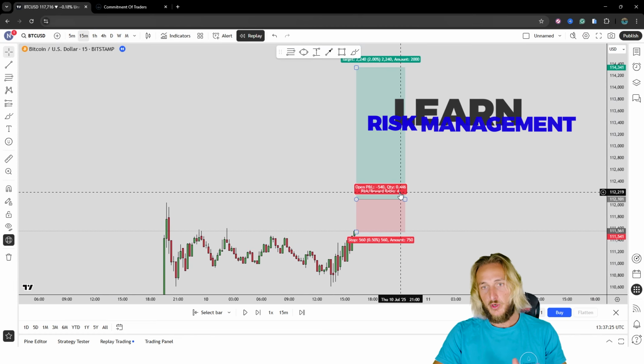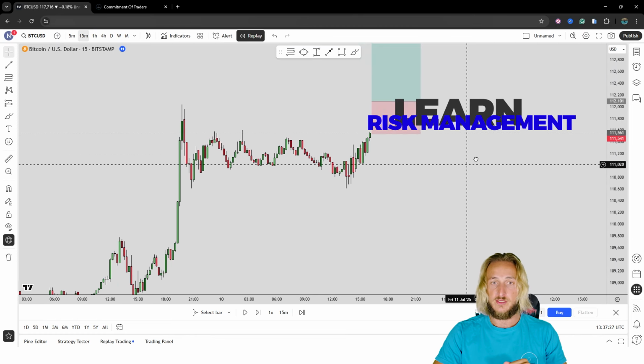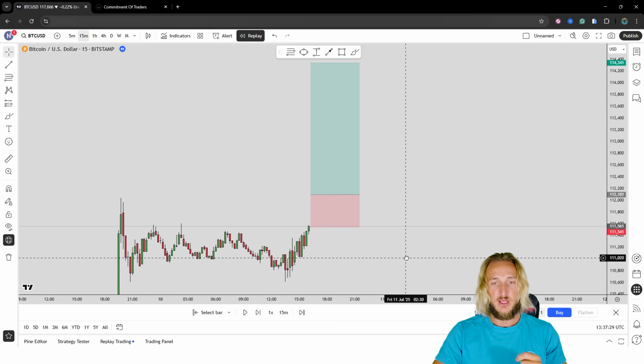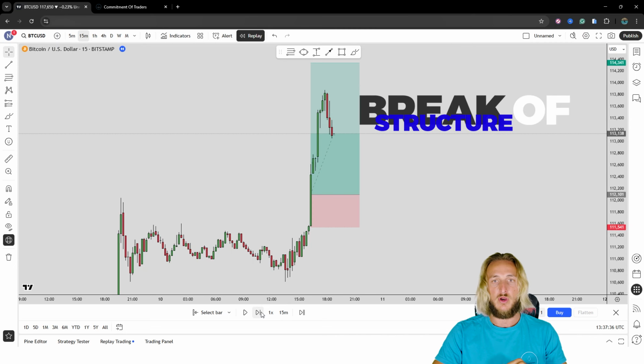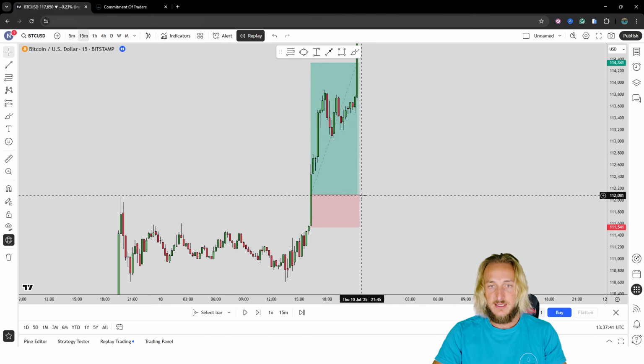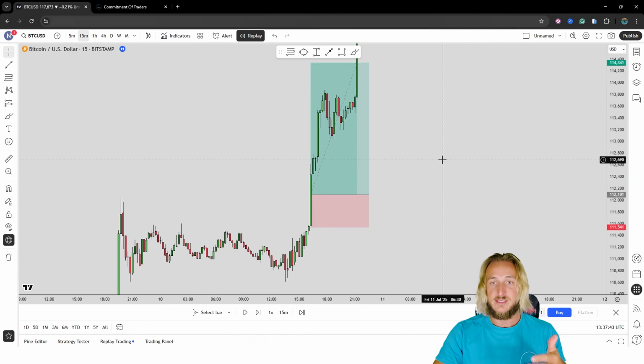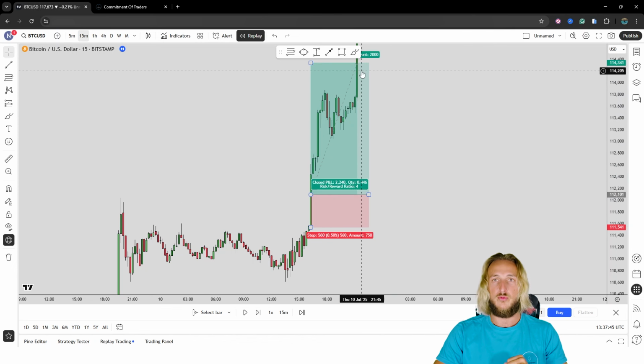In this case, we were looking at a 1-to-4 risk to reward. And the market actually followed exactly what you would expect in a situation like this. We had the huge breakout to the upside, and the market went the full length and even exceeded the TP of the setup, going for a full 1-to-4 risk to reward.